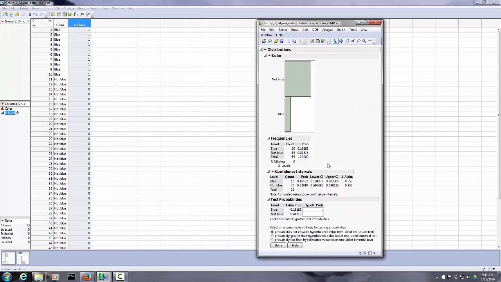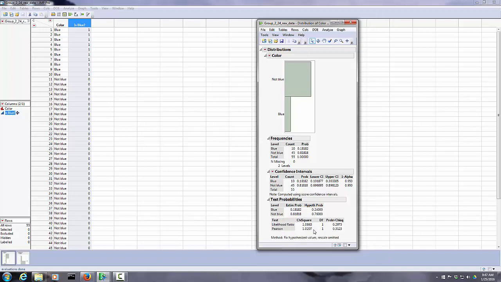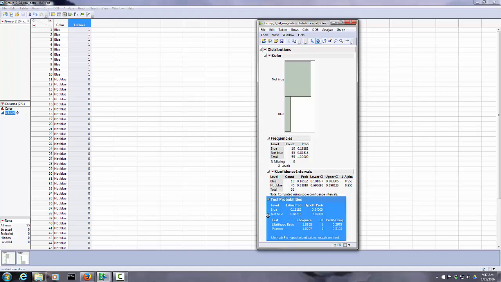So let's go into test probability and type in down here our null hypothesis value of 0.24. At the bottom, it's asking what type of test, two-sided or one-sided. I'll stick with the two-sided test and click done. And then we get an alternative methodology for calculating whether or not we have a statistically significant effect. So in terms of the output here under the test probabilities, our null hypothesis for blues was 0.24. We observed 0.18. And these are alternative methods for calculating the test statistics.